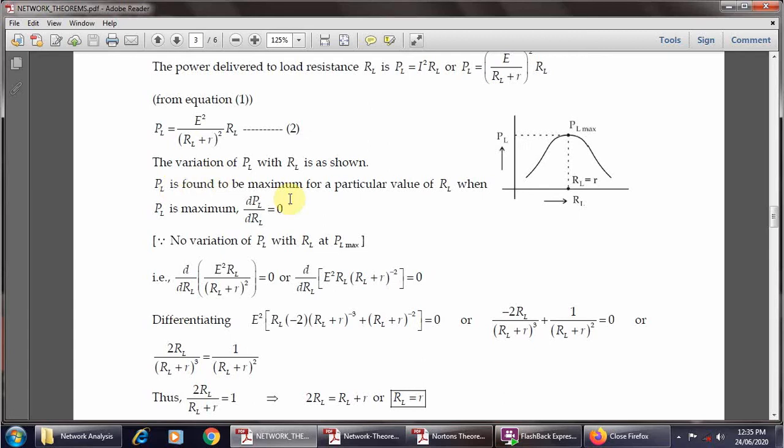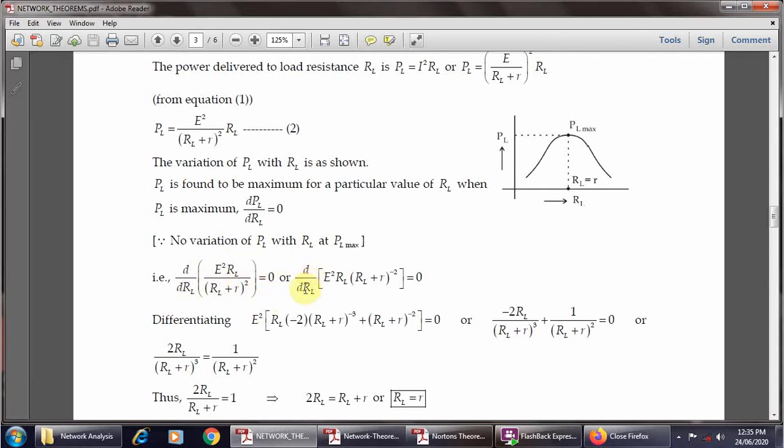PL is found to be maximum for a particular value of the load resistance RL, when the derivative of PL with respect to RL is equal to 0. Hence there is no variation of PL with RL at PL maximum. So we take the derivative of PL, where PL is equal to E square RL upon (RL plus R) whole square, from equation number 2. Substituting this and taking the derivative with respect to RL, that is d upon dRL of E square RL upon (RL plus R) whole square, is equal to 0.